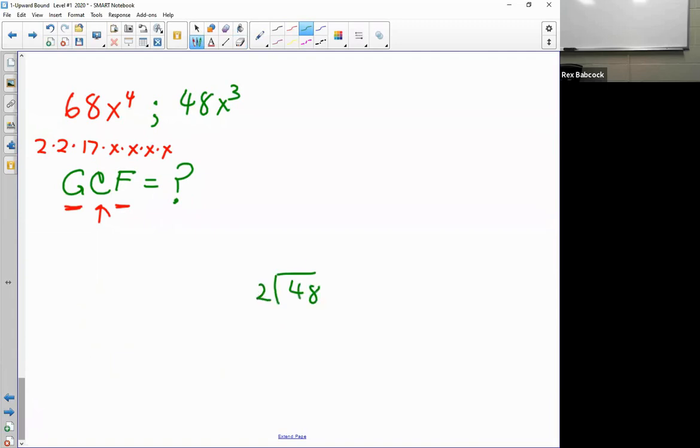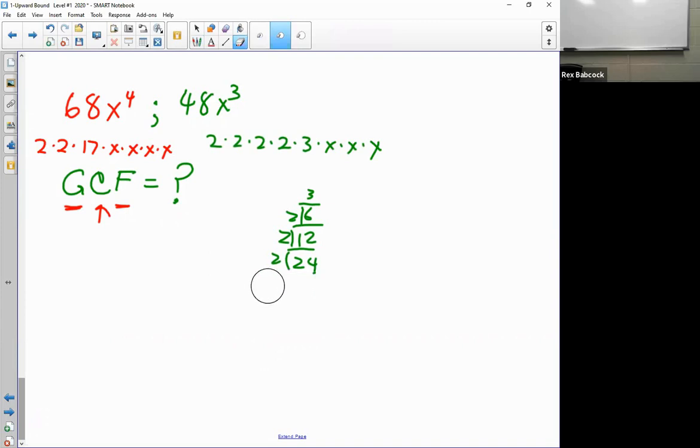2 goes into 48, 24. 2 goes into 24, 12. 2 goes into 12, 6. 2 goes into 6, 3. Now I want to see what they have in common. They both have a 2 in common.